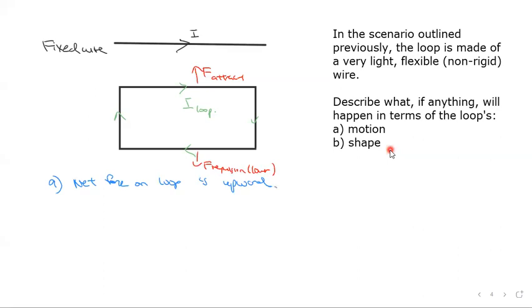So if the net force is upward, then if the force is large enough, and we're going to assume it is for our purposes, because we said very, very light, although the force is very, very weak. But if the force is large enough, then that means the loop will accelerate upwards.